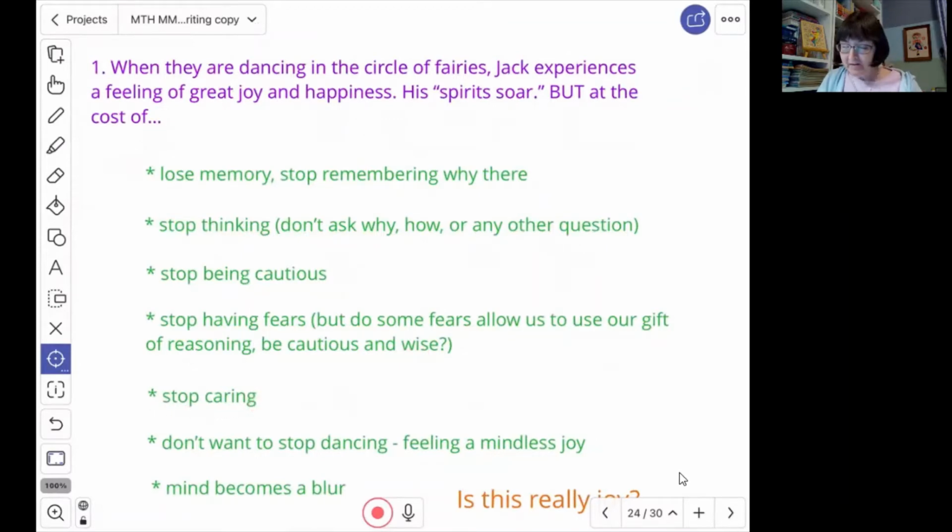Stop caring. And don't want to stop dancing. You're feeling a mindless joy. It's not really involving your mind. Your mind is where you do thinking, but there is no thinking. Jack was doing no thinking. His mind became a blur.